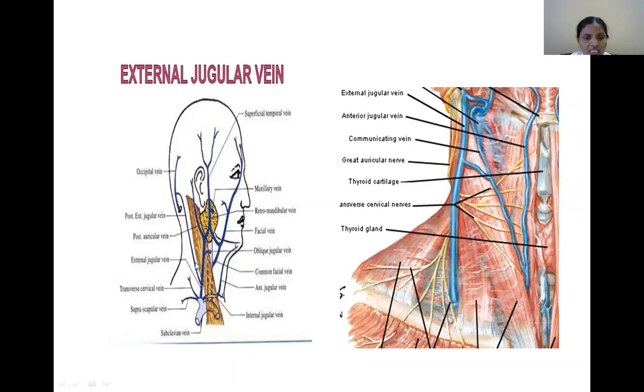On its course, it receives these other veins. This is the oblique jugular vein, a communication between the internal and external jugular veins. And this is the occipital vein. Sometimes along the posterior border of the sternocleidomastoid there is a vein, the posterior external jugular vein, which is one of the tributaries. Then at the termination it receives 3 important tributaries: the transverse cervical vein, suprascapular vein, and anterior jugular vein. After receiving these, it drains into the subclavian vein.